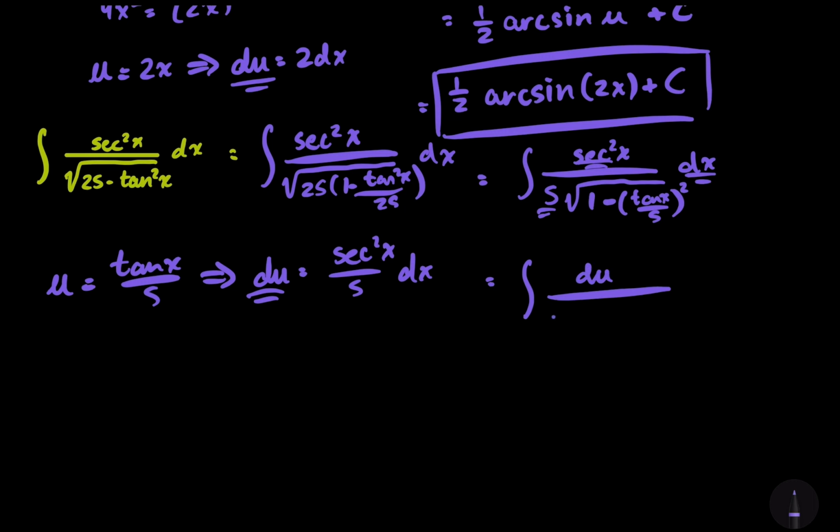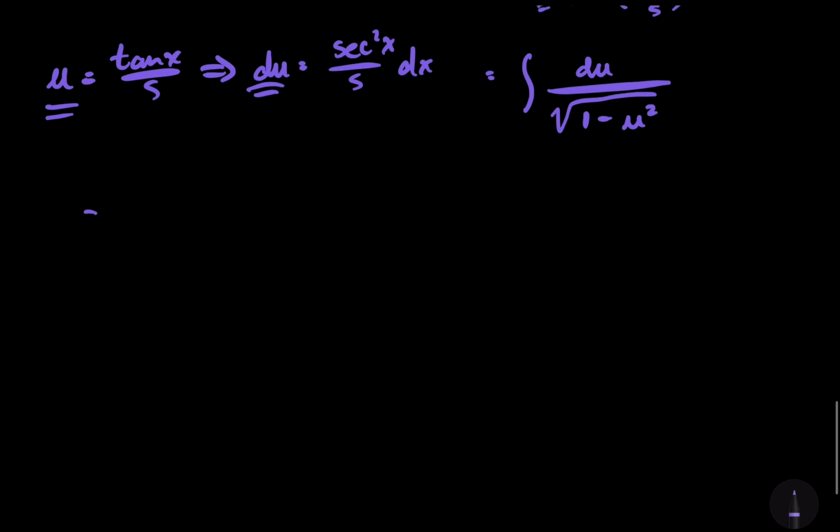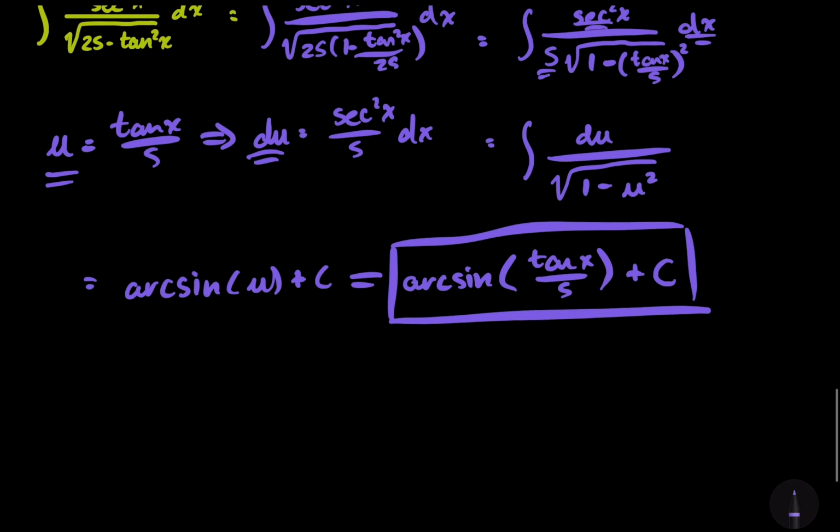Here we have the square root of 1 minus tangent of x over 5, and we're squaring that. That just becomes u squared, right? So that right over there is our substitution, and now we can go ahead and just integrate. And so if we're integrating with respect to u, this ultimately becomes arcsine of u plus c. And then we want to get it back in terms of x, and so that's just going to be equal to arcsine of tangent of x over 5 plus c. And that right over there would be our final answer. So this is a very, very good example.